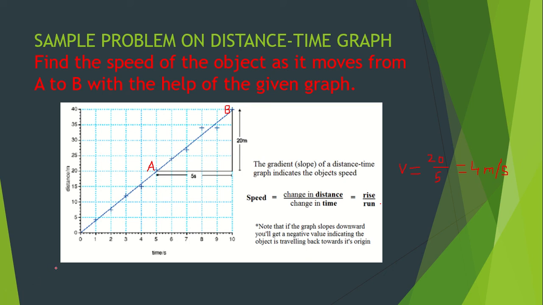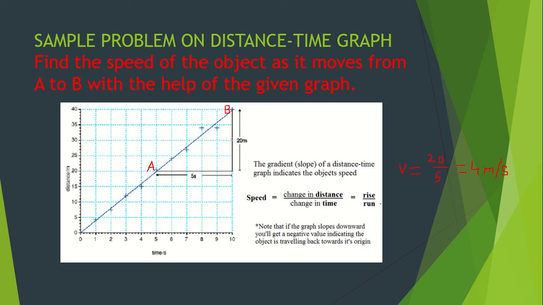So it is very simple, students. You want to calculate a speed, and here it is already mentioned from A to B, you have to find out what was the speed of the object. So you will be finding speed equals change in distance upon change in time, as you were told about slope. So slope is nothing but the change in distance upon change in time.